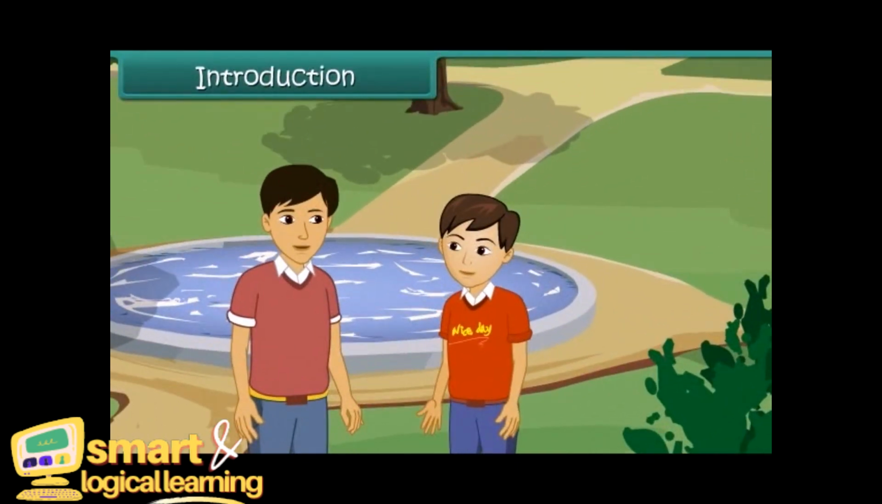Hey Sahil, can you tell me the area of this park? Yeah, it is very easy. This park is circular in shape. So if we know the radius of this circle, we can calculate its area using the formula pi r square. You are quite intelligent, Sahil.